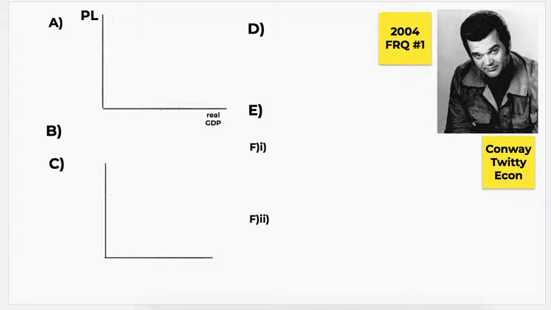Here we go. Number one, assume that the United States economy is operating at less than full employment. We just did one of these. Using a correctly labeled aggregate demand and aggregate supply graph, show the following. We've got to show full employment output, output, and current price level on AD-AS. So let's go ahead and draw.